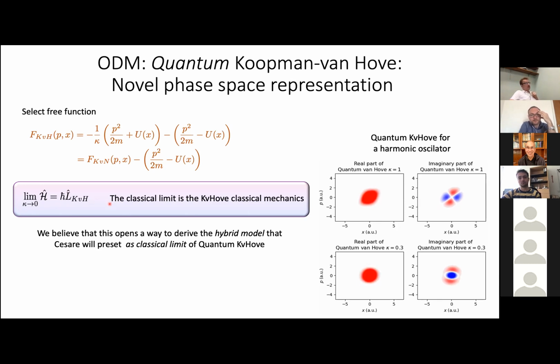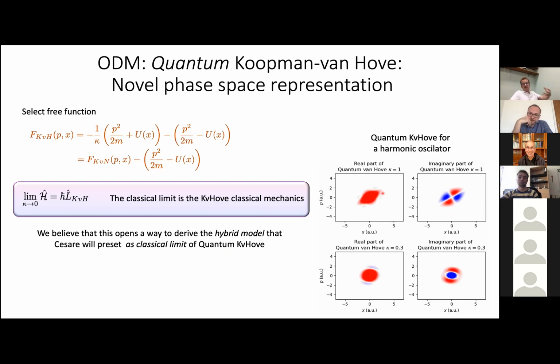And we believe that this new phase space representation of quantum dynamics will let us soon derive the hybrid model that Cesare will present as a classical limit of this new quantum Koopman-van Hove phase space representation. This is in a way a reply to Professor Kapral's talk yesterday, showing that our model can perhaps also be derived as a classical limit, but of a different phase space representation, not the Wigner phase space, but this new, to the best of my knowledge, phase space representation of quantum mechanics. And here are some illustrations of this Koopman-van Hove for a harmonic oscillator initially in a Gaussian state.